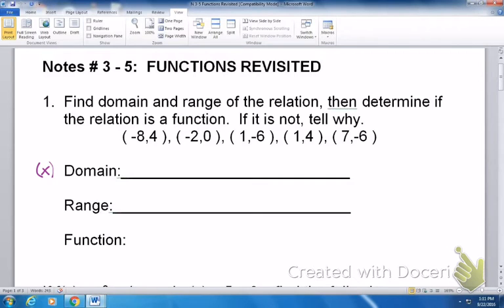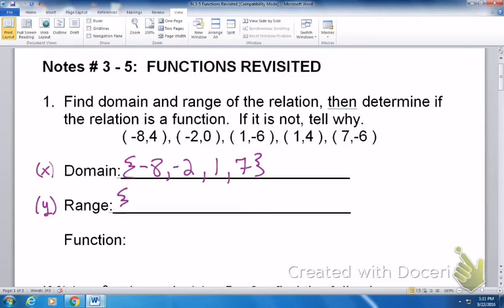And this is pretty easy if they've given us points. All we have to do is open up our squiggly line there and put in all the x values. I've got -8, -2. I've got 1. I've got another 1, so I don't have to put it in there, but if you do, that's fine. And then I've got 7. So there's the domain.